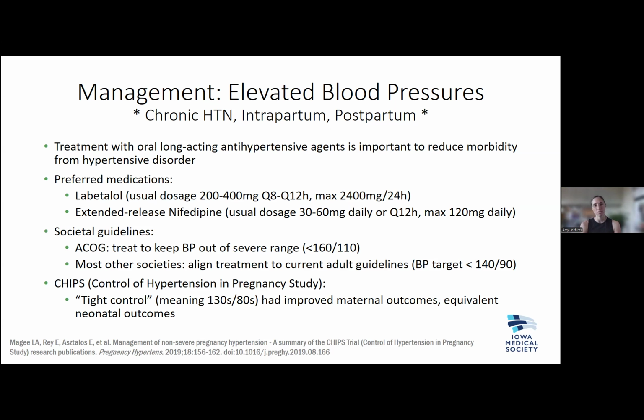ACOG, if they've just developed gestational hypertension and they're in the severe range, this wouldn't really apply, as you can imagine, because now we're talking about different treatment. But ACOG does say for this chronic hypertension that just keeping out of the severe range is reasonable. I suspect that may get pushed more towards tighter control as we see good outcomes. So specifically you can see the CHIP study below here, tight control had improved outcomes.